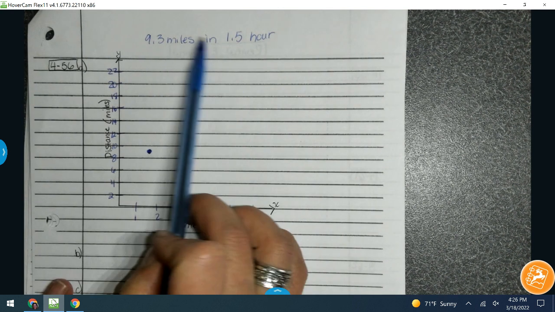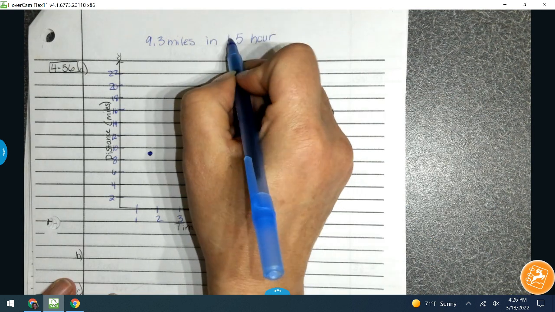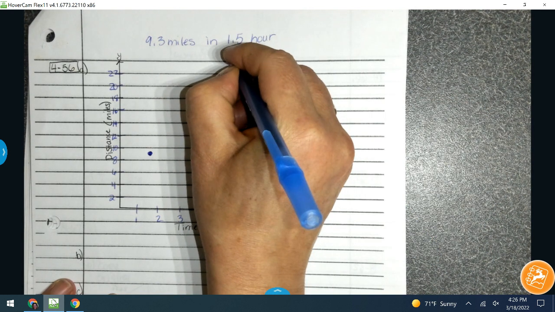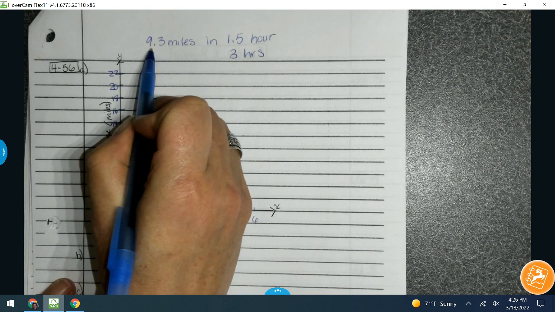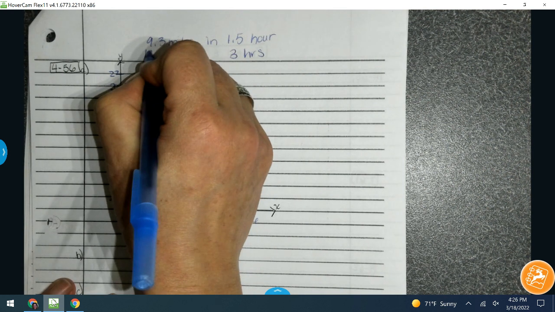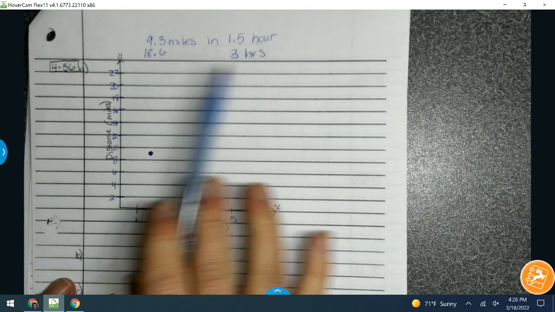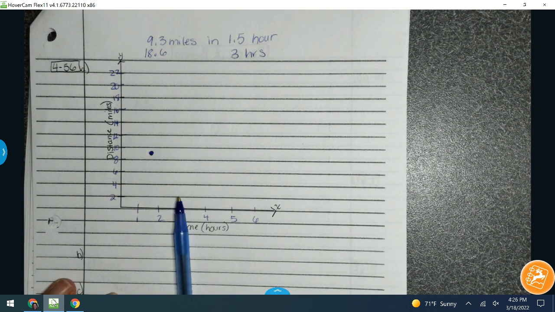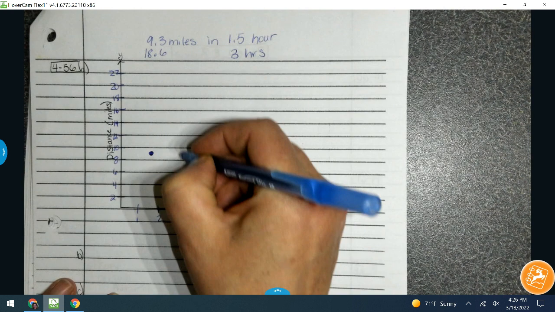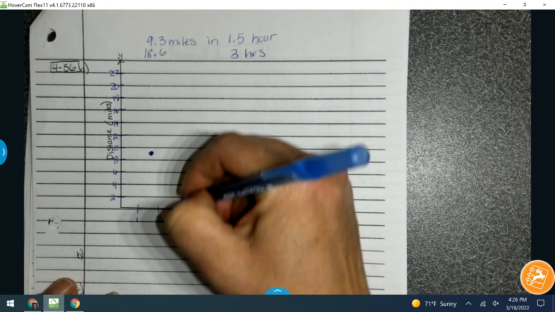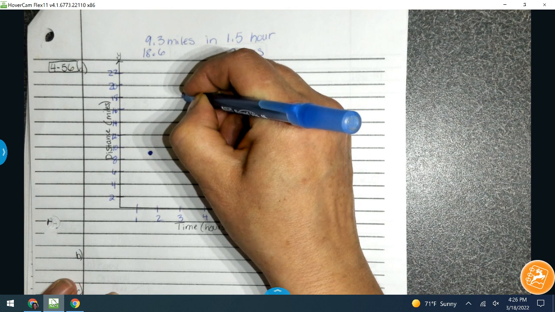Now what I could do is I could always double these. So if I have 1.5, that would now become 3 hours. And then I would double this right here too, and I get 18 6/10 miles, which I can fit on the graph. So now I'm at 3 right here. And then we're going to find, should be about a little more than 18, but not much more.